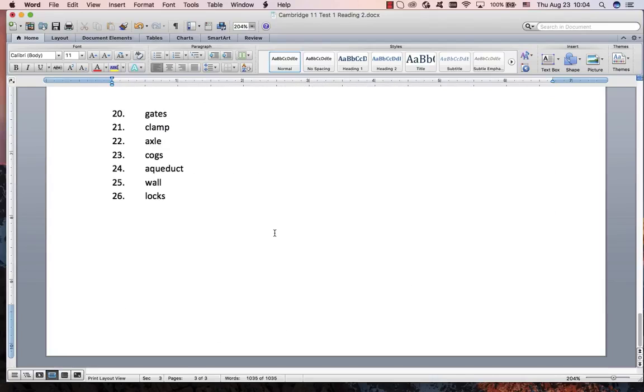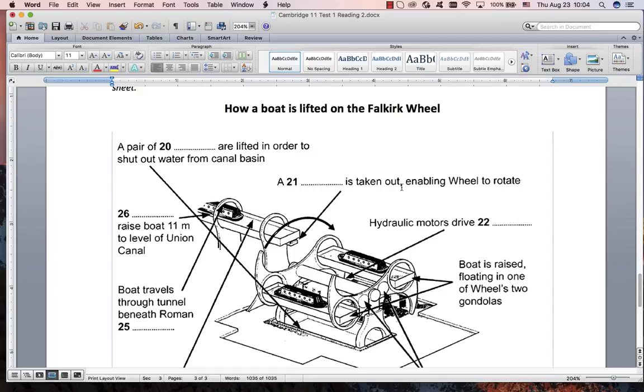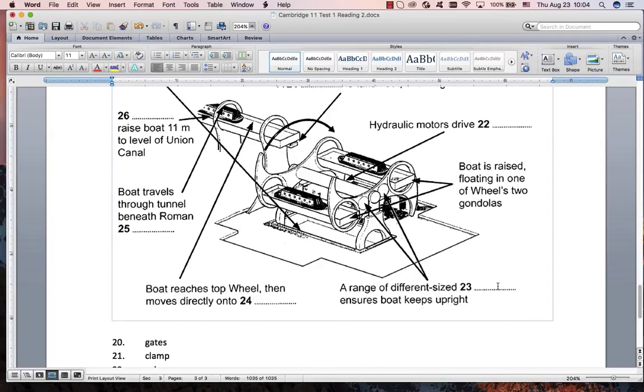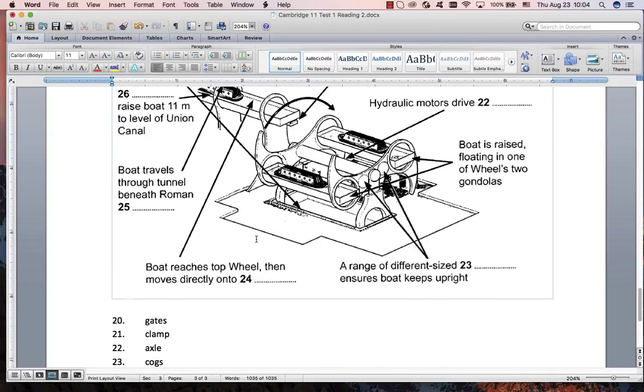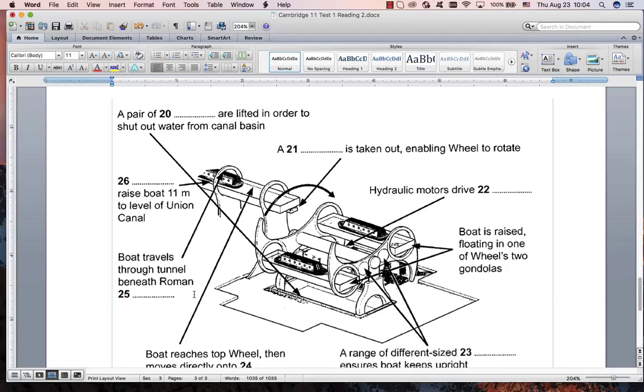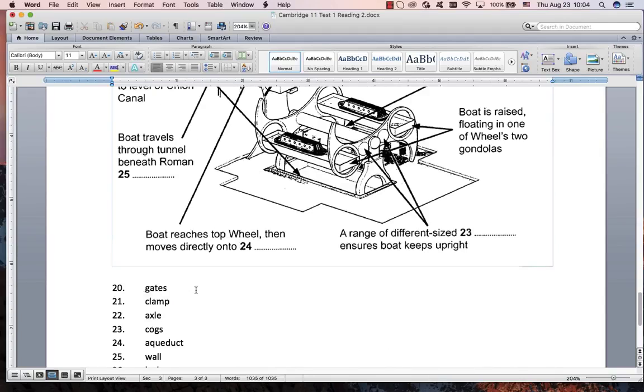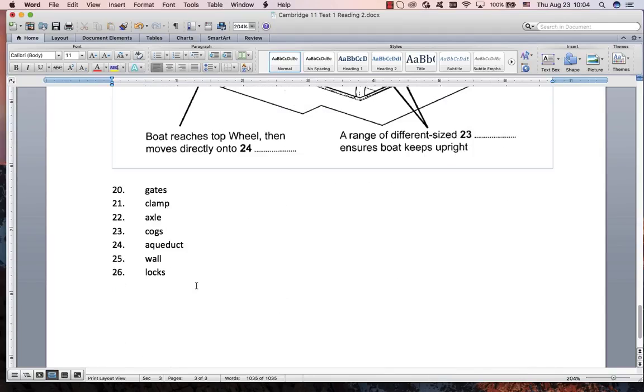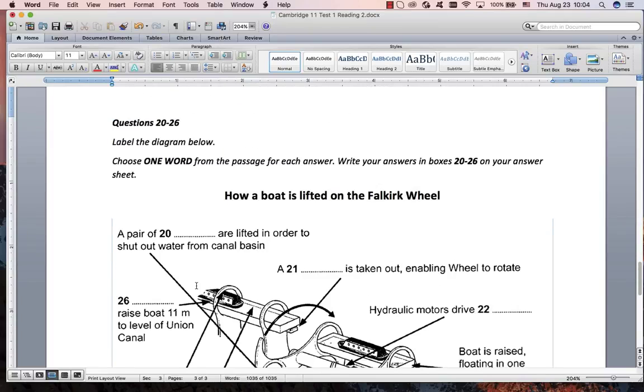The grammar really helped us with what? 1, 2, 3, 4. 4 of those 7, the grammar told us what we were looking for, single or plural, countable, uncountable. Okay, that's a good start to this reading. 7 out of 7 so far. Let's look at the true, false, not given.